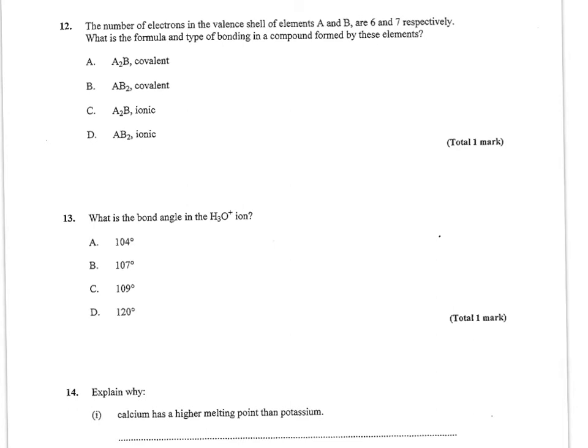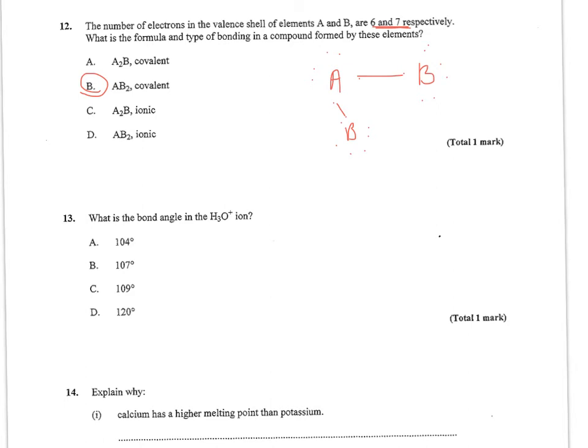Number 12, these seem to mess with people a little bit, but they're telling you what you need to know. They're just using the symbols A and B, but it says the number of electrons in the valence shell of elements A and B are 6 and 7 respectively. So that means A has 2 bonding sites. B has just the 1 bonding site. So what is the formula and type of bonding in a compound formed by these elements? That means I would need 2 B's to get the A satisfied, so I would expect it to be AB2, and it's going to be sharing because it's 2 nonmetals with 6 and 7 electrons, so it's going to be AB2 covalent. Sounds like a blood type.